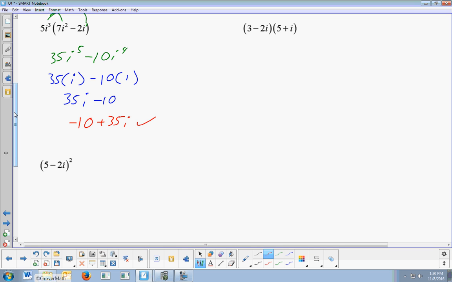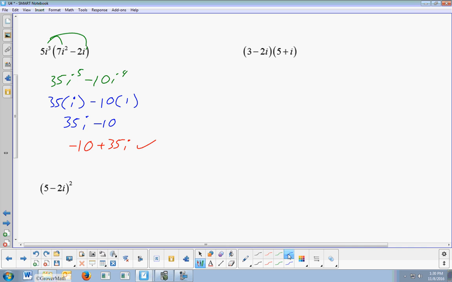Now, there was another way to do this question. I could have reduced first, like 5i cubed. i cubed, I know, is negative i. And so that's negative i times 5 is negative 5i. And 7i squared is negative 1. So that's 7 times negative 1 is negative 7. And minus 2i I can't do anything with yet.